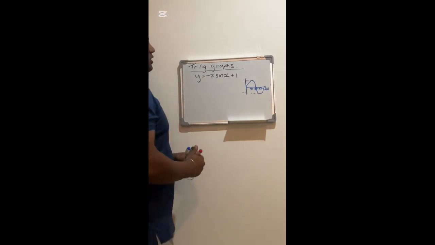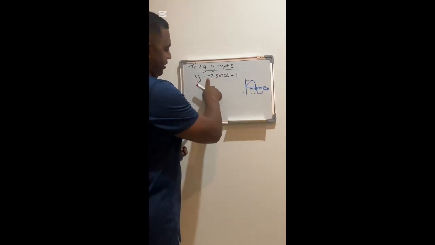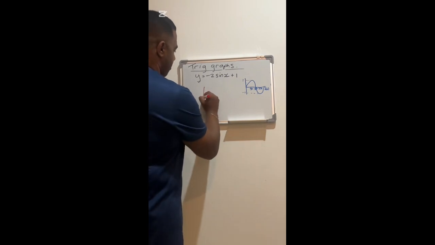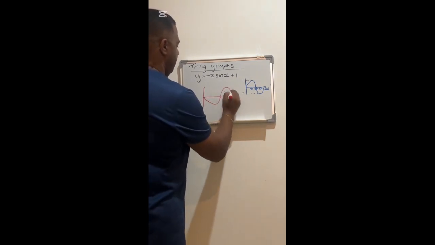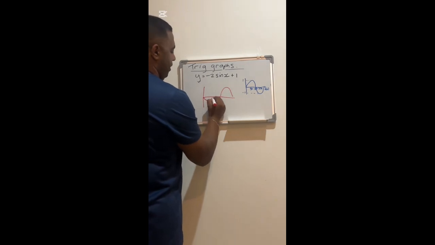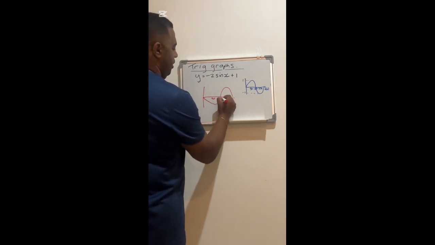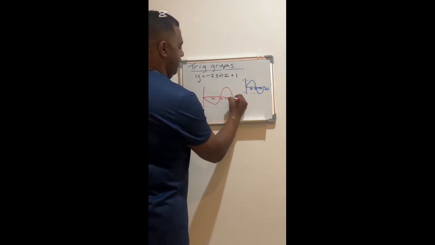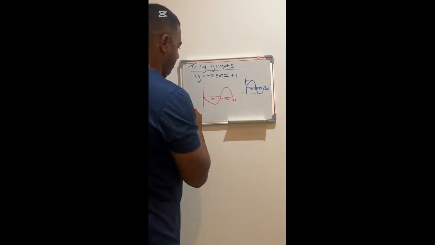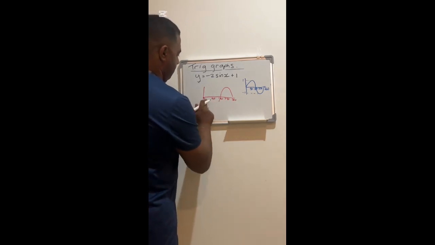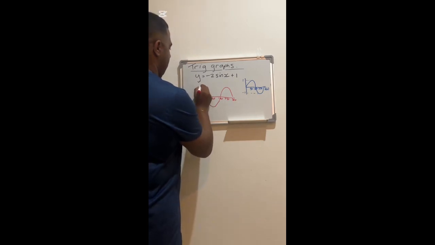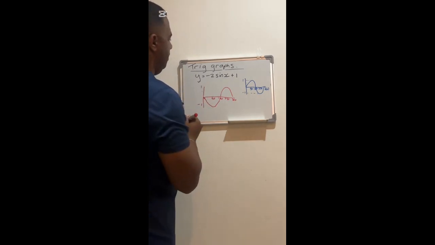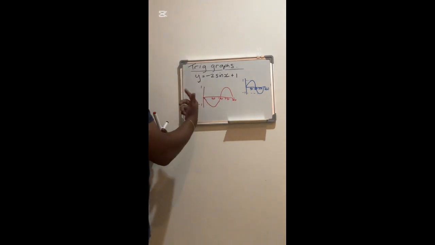The first thing I see is it's a minus. So the first thing I know is my graph is going to be flipped around. That's going to be at 90, 180, 270, 360. Okay, that's at 1 and -1. So because of the minus, that's the first thing: we flip it.